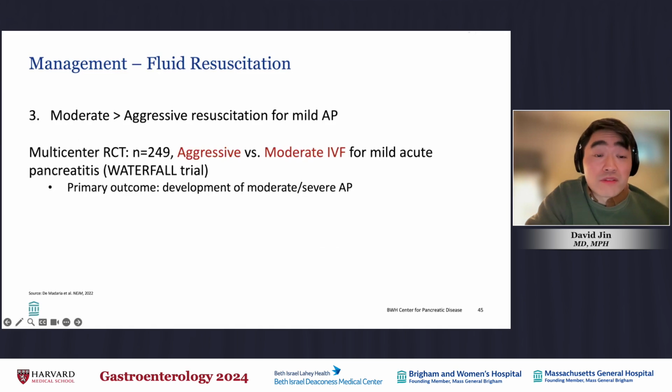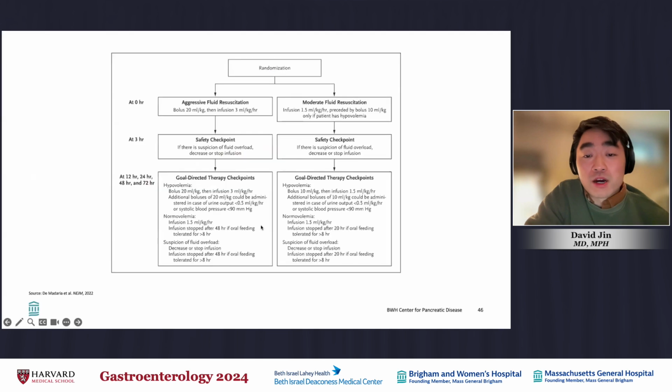What about rate of IV fluids? This had always been controversial for a long time, up until the publication of the WATERFALL trial in 2022. This was a multi-center randomized controlled trial comparing aggressive versus moderate IV fluids for mild acute pancreatitis. Primary outcome was the development of moderate or severe disease.